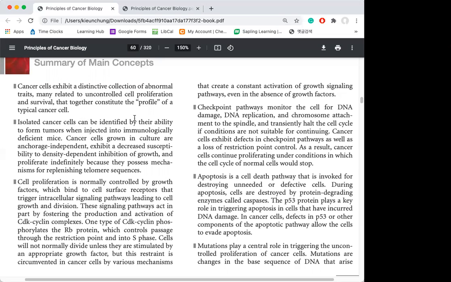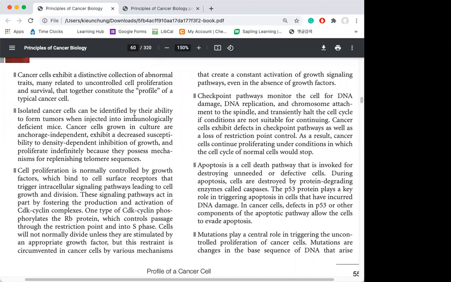Cell proliferation is normally controlled by growth factors, which bind to cell surface receptors that trigger intracellular signaling pathways leading to cell growth and division. This signaling pathway acts in part by fostering the production and activation of CDK cyclin complexes. One type of CDK cyclin phosphorylates the RB protein, which controls passage through the restriction point and into S phase.